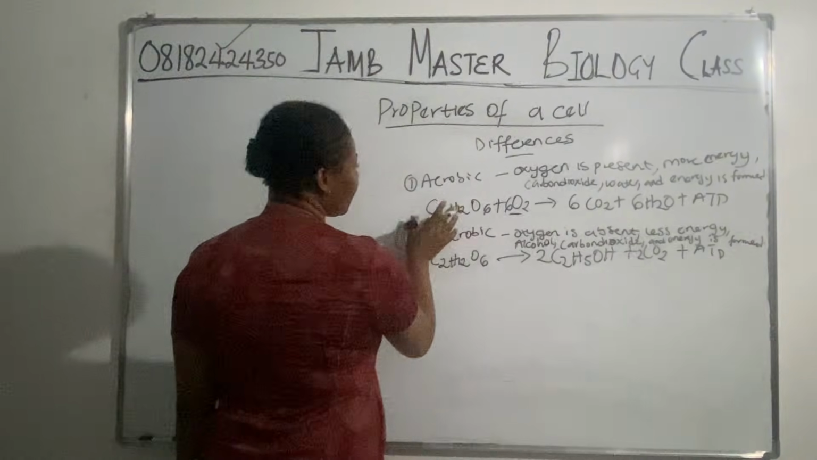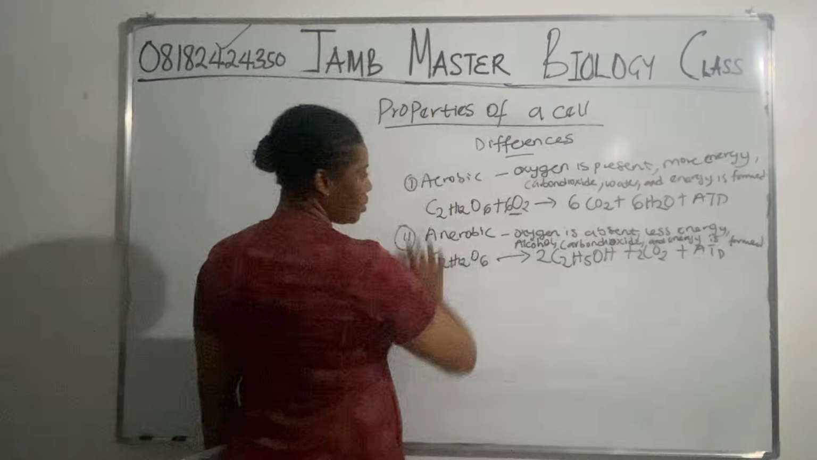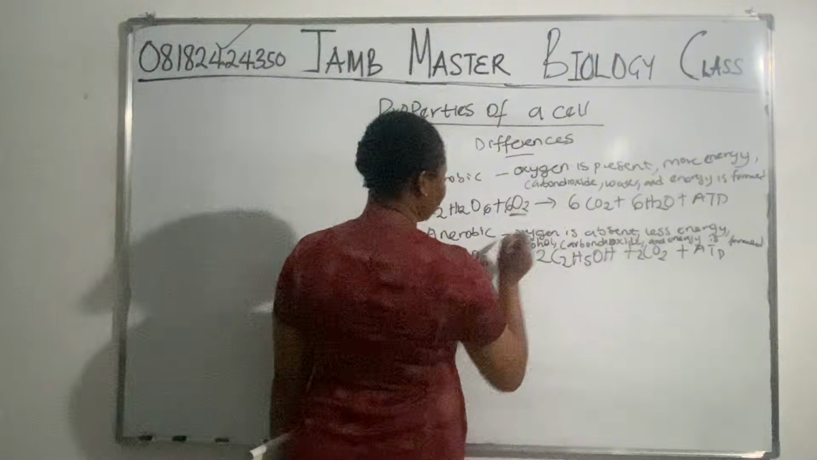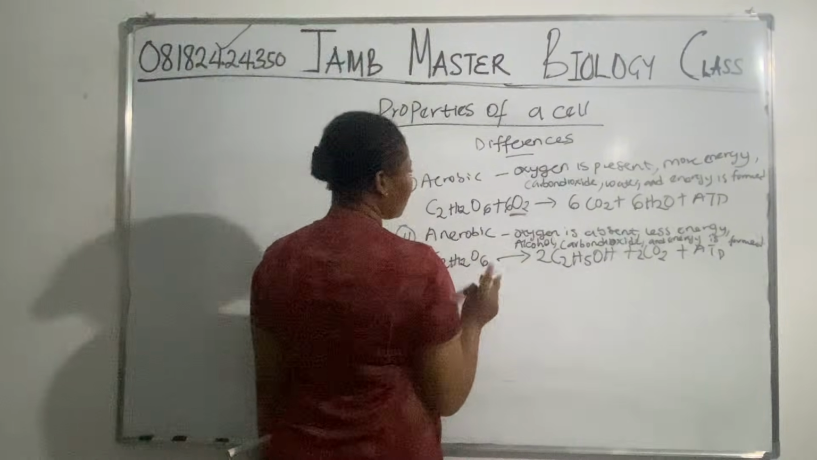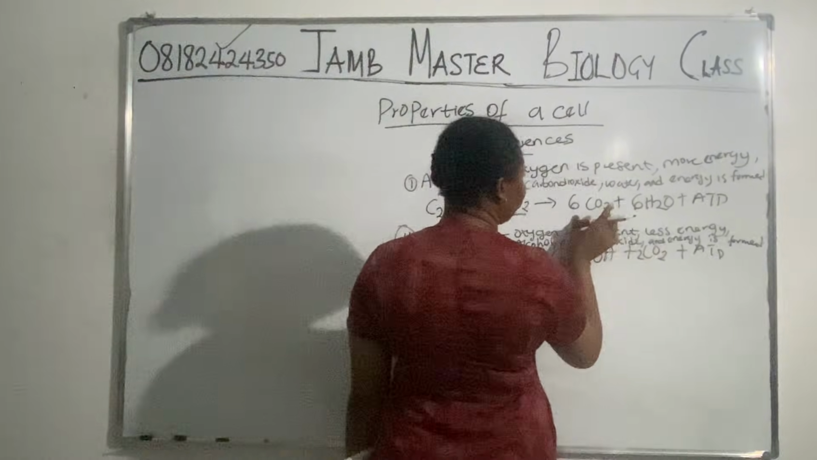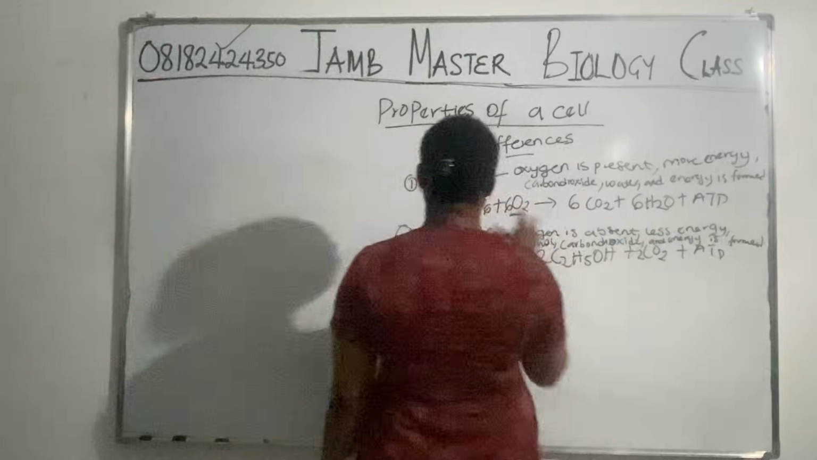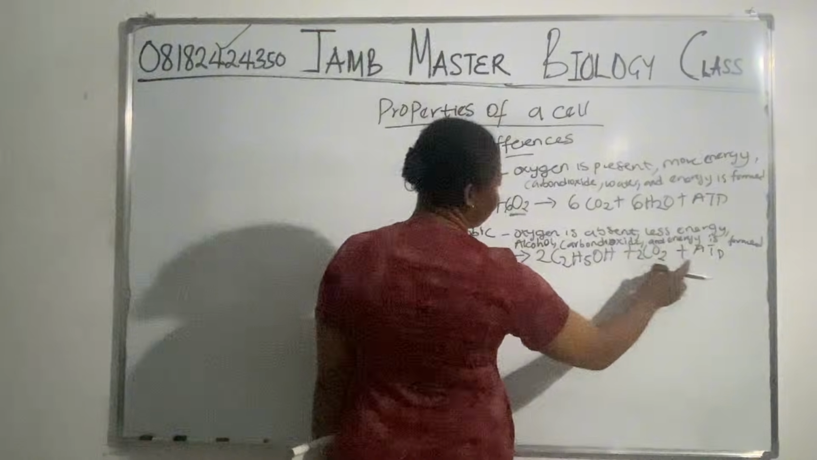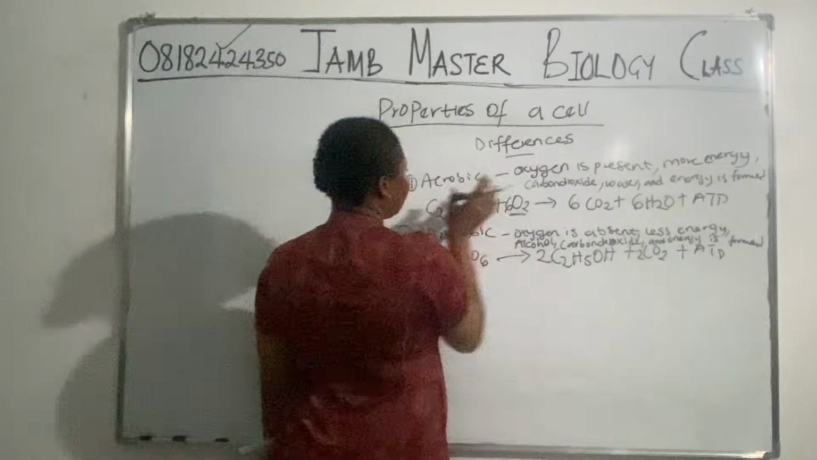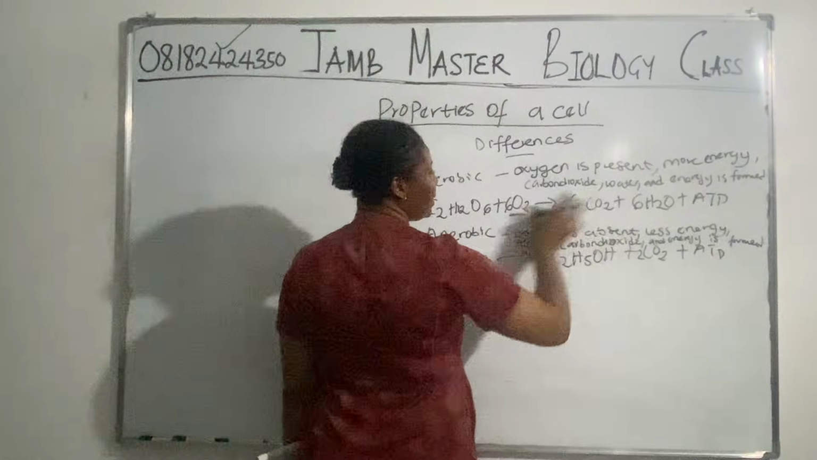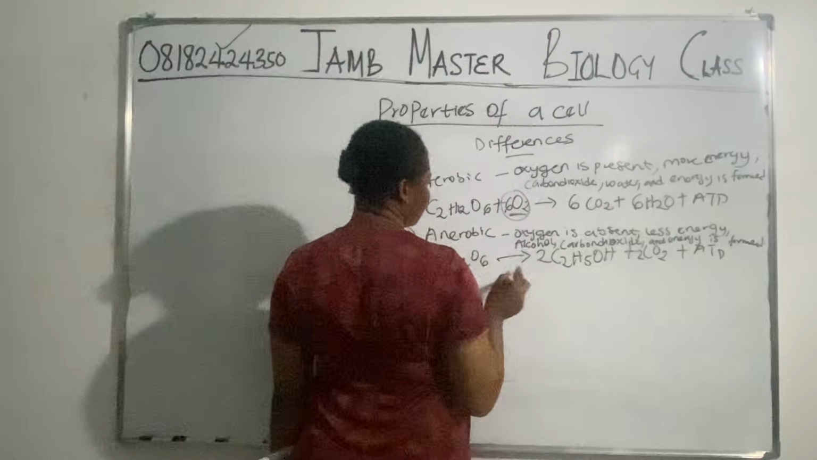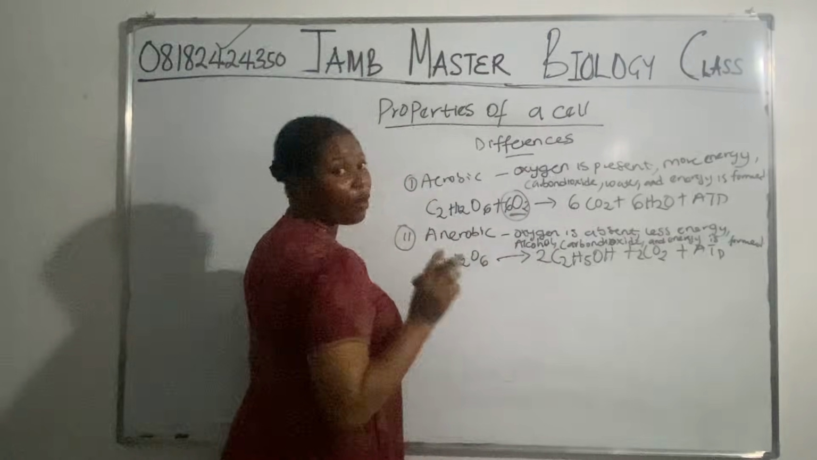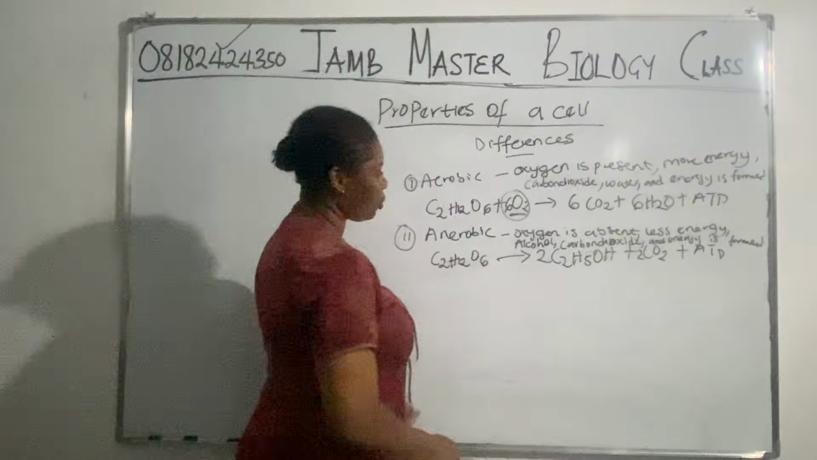So in aerobic, oxygen is present. Oxygen is absent in anaerobic. The product formed, we have carbon dioxide, water, and energy in aerobic. In anaerobic, we have alcohol, carbon dioxide, and energy. In aerobic respiration, more energy will be released because oxygen is present. In anaerobic, less energy will be released because oxygen is absent. I hope it's understood. Thank you.